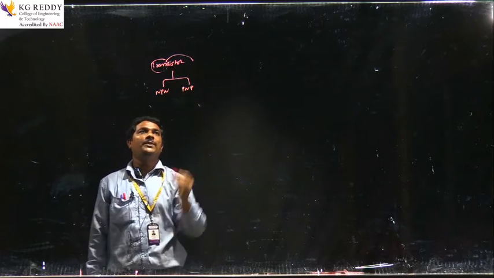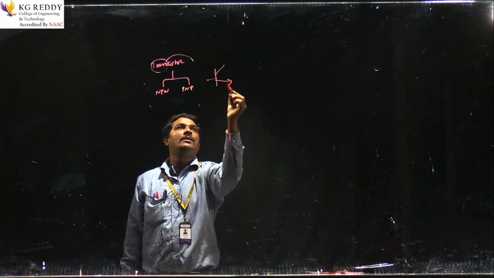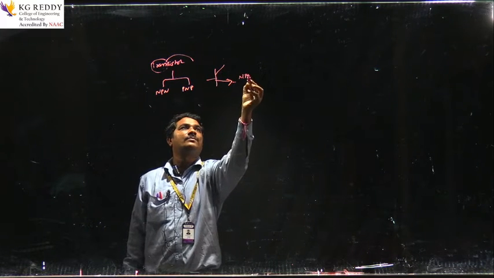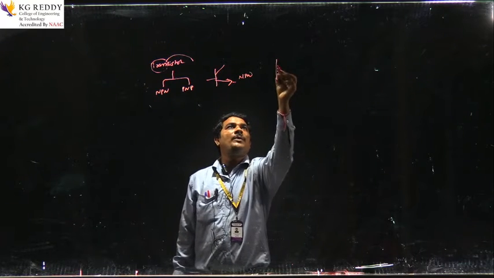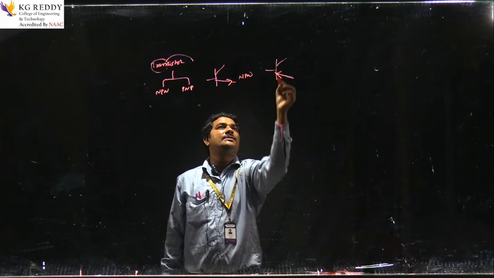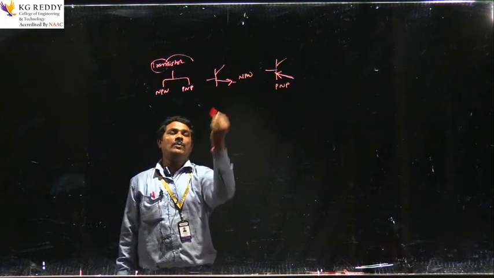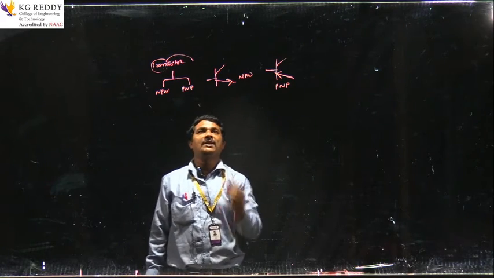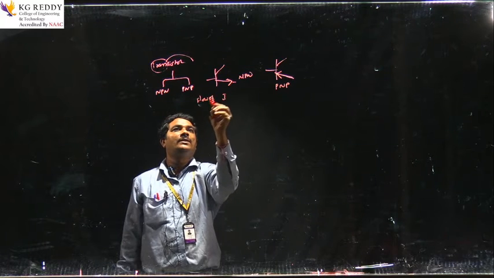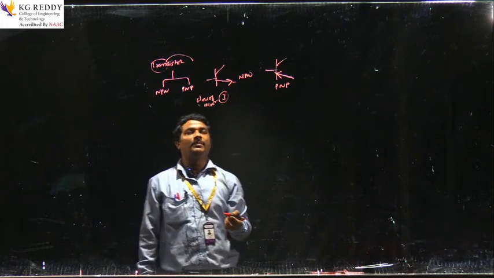What is the symbol of NPN? Here the arrow mark pointing outward shows the NPN transistor. Coming to the PNP transistor, the arrow mark goes to the inner side. This is called the PNP transistor. What is the purpose of the arrow mark? It represents the direction of flow of current.